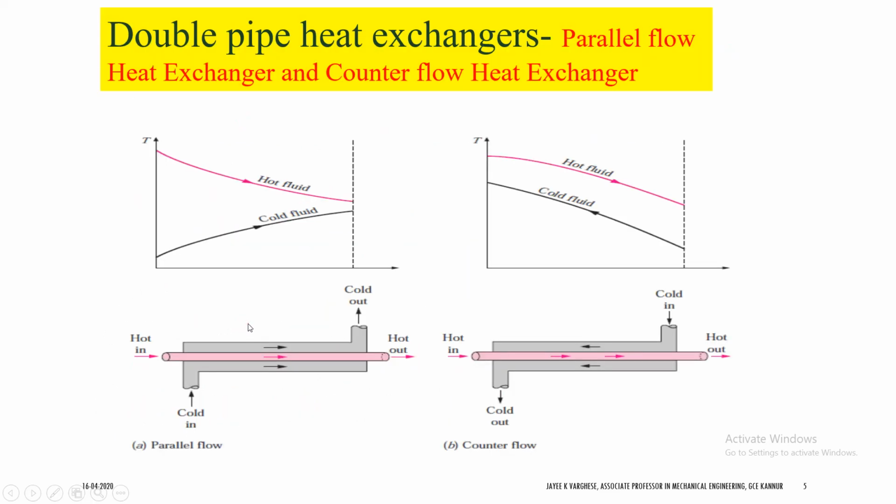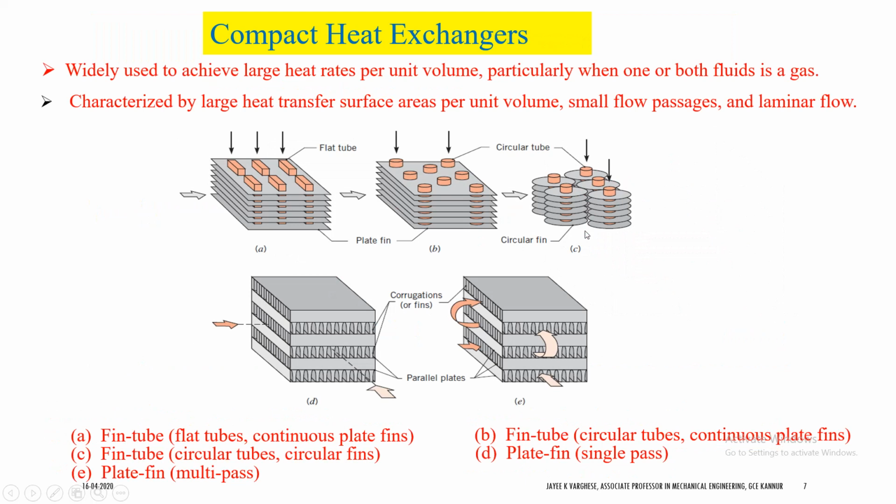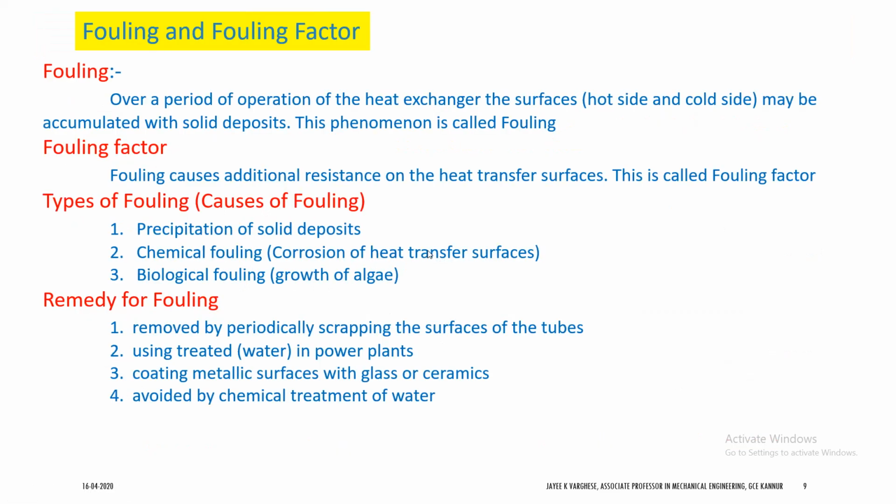Then we saw double pipe heat exchangers and their classifications like parallel flow, counter flow, and cross flow. Cross flow itself has both fluids unmixed, or one fluid unmixed and one fluid mixed. Then compact heat exchangers, where the surface area per unit volume of the heat exchanger will be very high. Then shell and tube heat exchangers, where, based on the number of passes for shell and tube fluids, there can be different types.